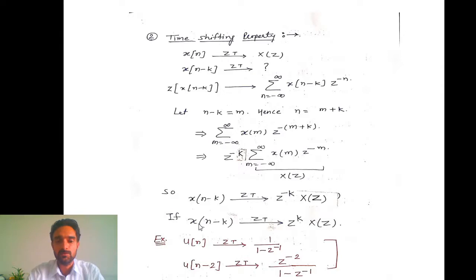It should be x(n plus k). Then the Z transform of x(n plus k) is equal to z to the power plus k X(z). So we have an example of this time shifting property: if x(n) is equal to u(n), the Z transform of u(n), we know, is 1 upon 1 minus z inverse, and for the shifted signal u(n minus 2), the Z transform must be z to the power minus 2 upon 1 minus z inverse.